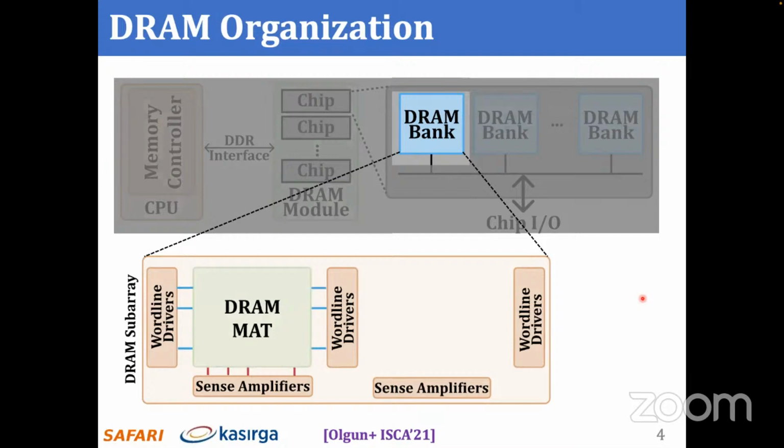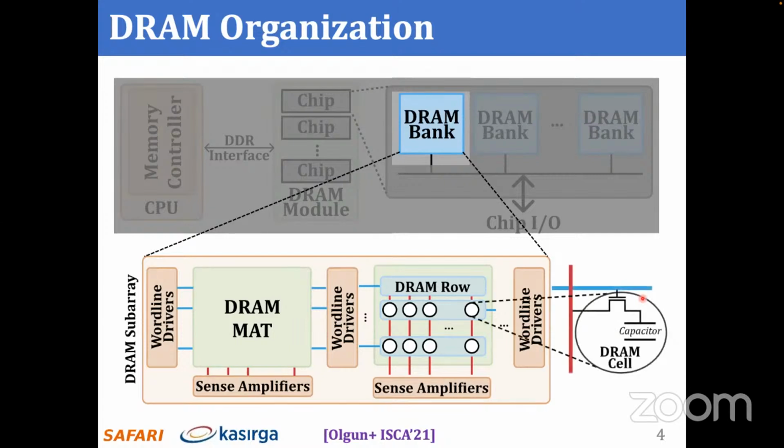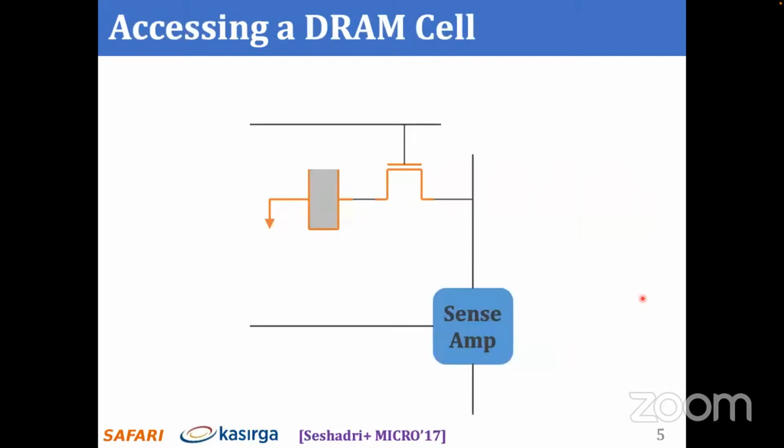DRAM mats are placed in between the word line drivers. And inside each mat, we have DRAM cells laid out as a two-dimensional array of rows and columns. And finally, we have a DRAM cell that is connected to a word line through an access transistor and the bit line. This DRAM cell has two main components, the capacitor and the access transistor. The capacitor stores charge, and the access transistor determines if the cell is being accessed.